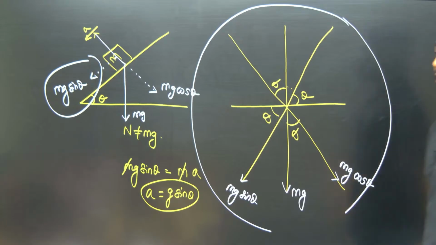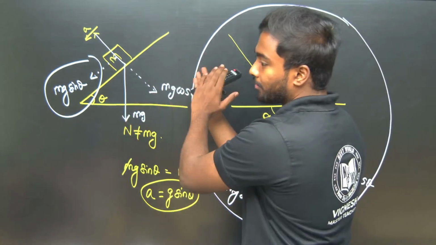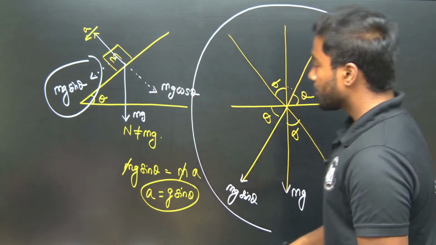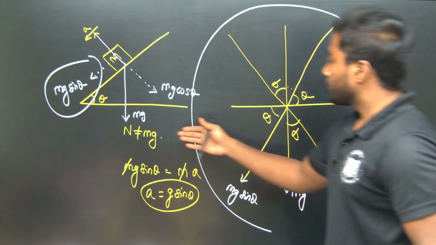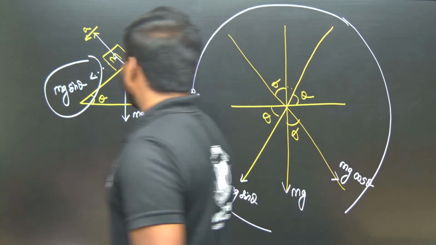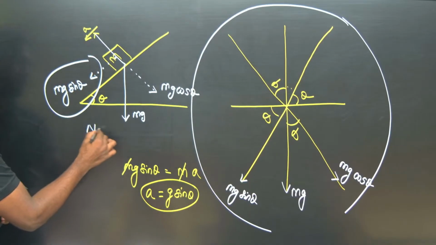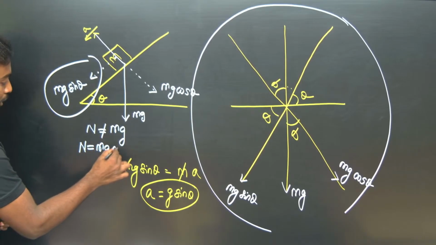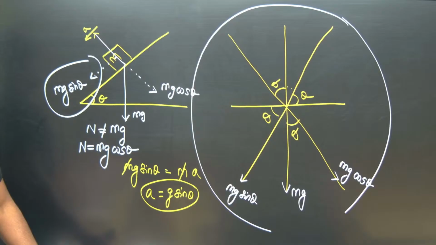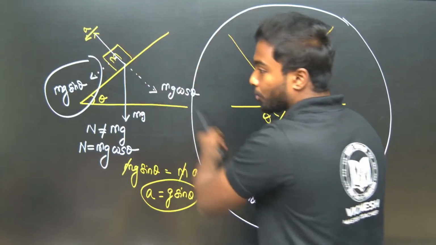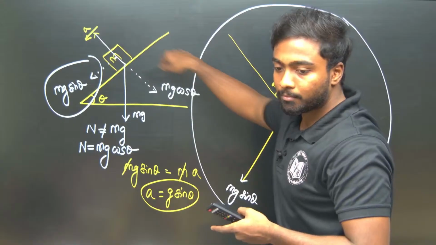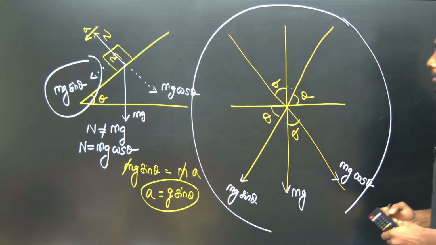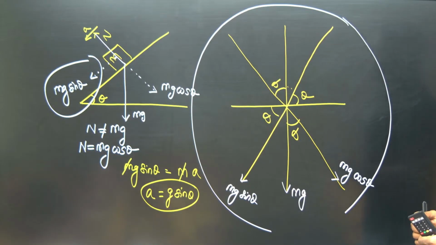So what we can understand here, if I tilt like this also, the same mg sin theta is used to go down. The point is N is not equal to mg, N is equal to mg cos theta. Normal will be equal to mg cos theta. This is the axis I am taking now. So N will be equal to mg cos theta. Done.